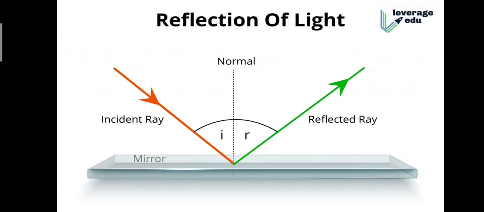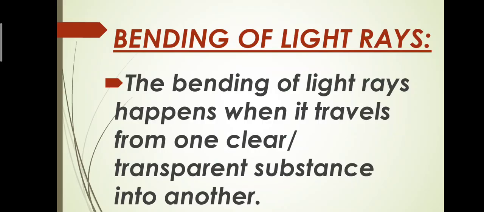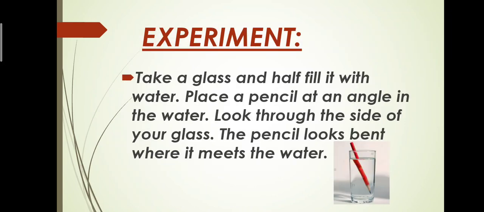Now moving on towards the bending of light rays. How do the light rays bend, or how does light bend? Light travels in straight lines, but sometimes it bends. The bending of light rays happens when the light rays travel from one clear substance into another. For example, you can understand the bending of light rays with the help of an experiment. I am sharing with you the experiment.